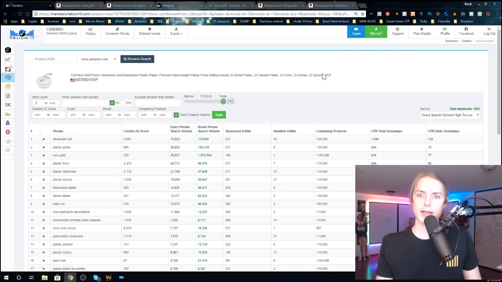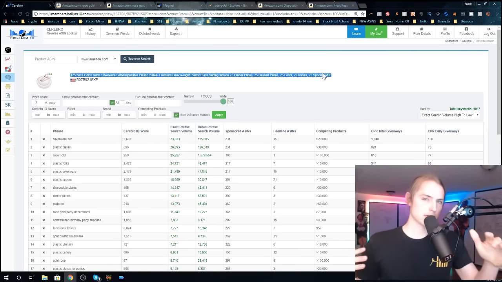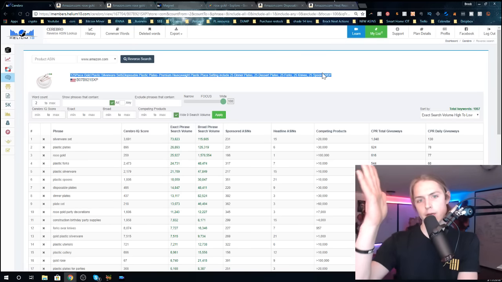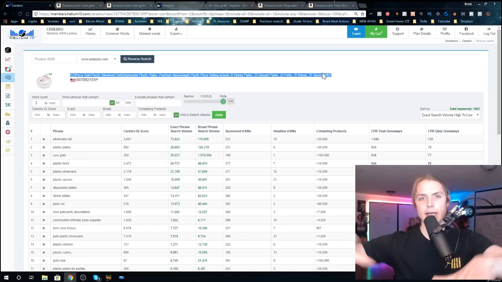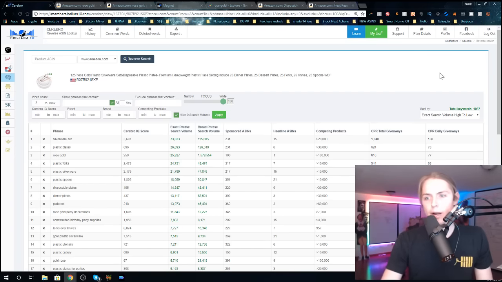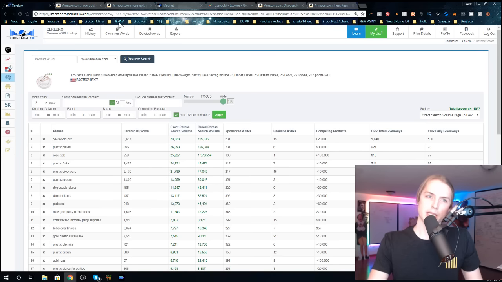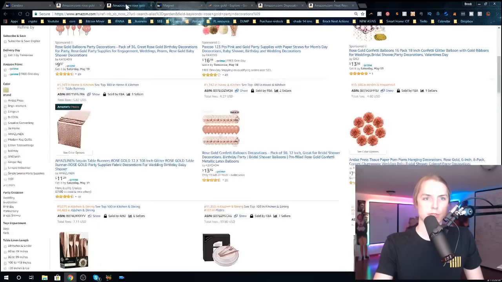I'm not looking for, I look for trends, okay? By this, I'm able to find those trends coming up, and then where do I innovate there? What else would there be within rose gold? It seems like it's a party decoration. So let's see, we could just look up rose gold party decorations, which we just did.